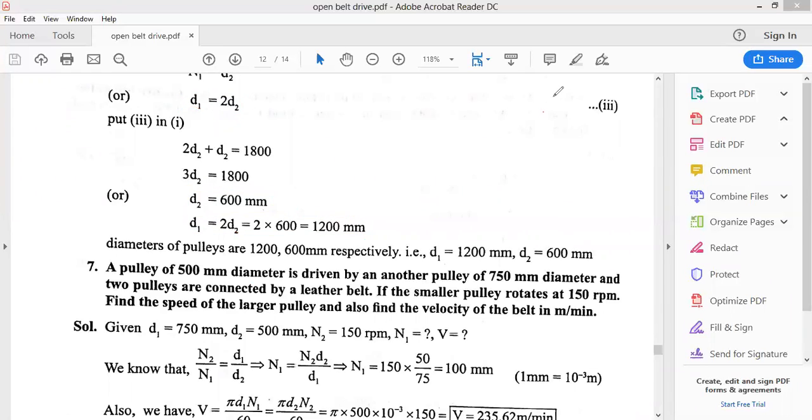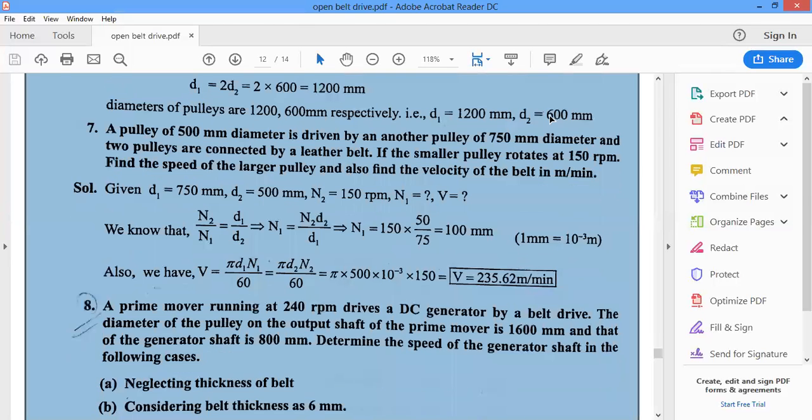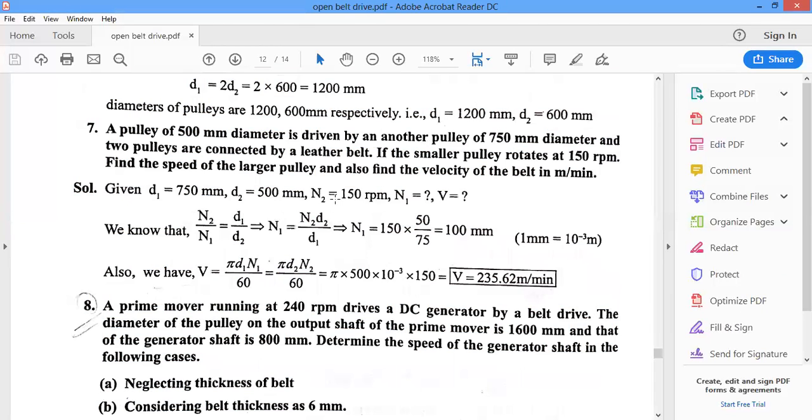Let's see one more problem. This is a very small problem. So as of now, what we have seen is how to find the rotational speed of the driven pulley or driving pulley, or the diameter of the bigger pulley or the smaller pulley, either at the driver end or at the driven end. Now we have not seen what the speed of the belt is at all. Let us see how to find out the speed of the belt.